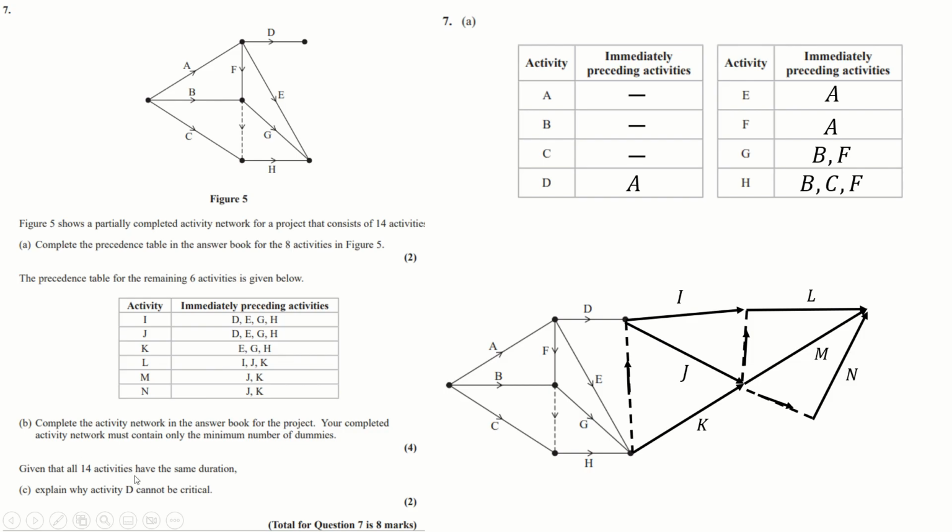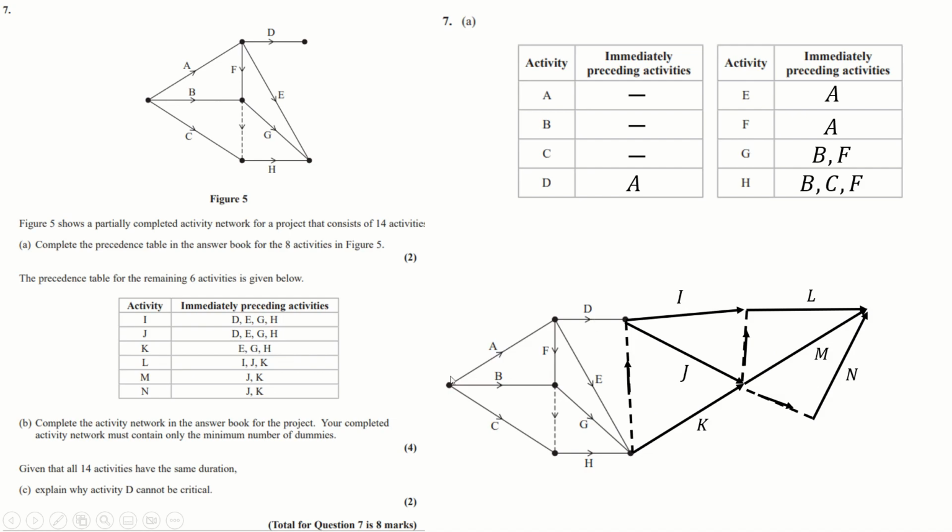All activities take the same amount of time. Explain why D can't be critical. So there's a very logical way to think this through. The critical path here, if all the activities take the same amount of time, will be the longest path. And you can find paths of 5, right? A, F, G, K, M is a path of 5 activities.